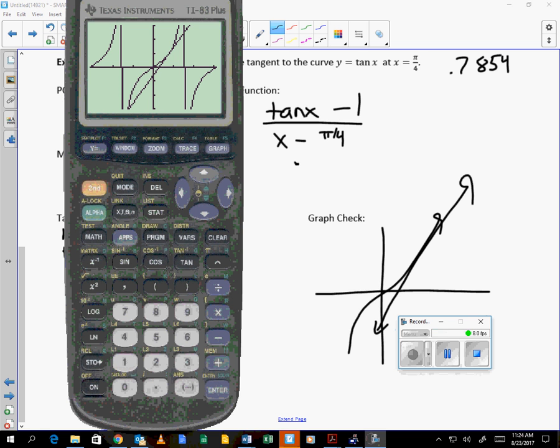Now, that's going to conclude our lesson for today. You are going to practice these 6 problems on a worksheet. The answer key is posted for you.